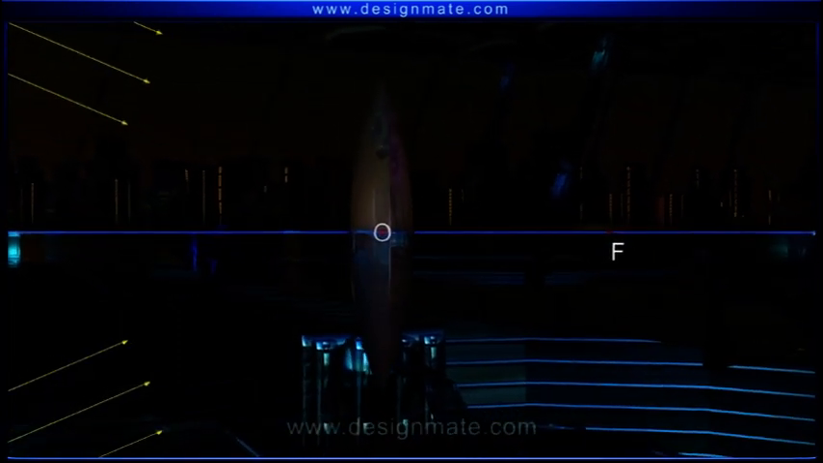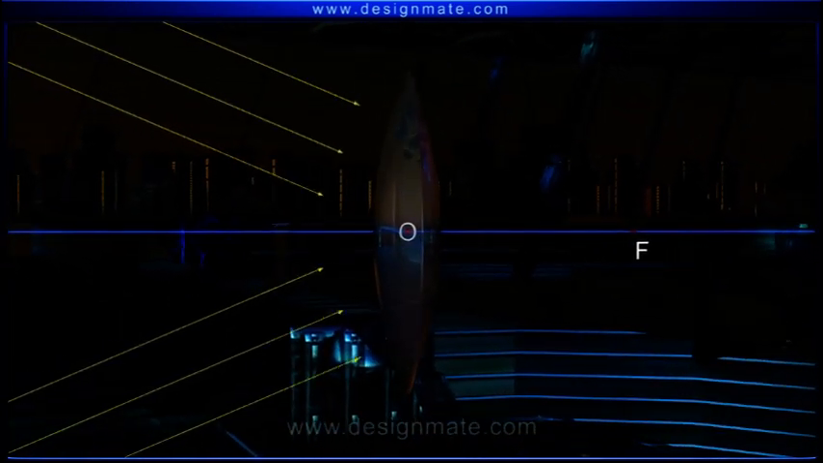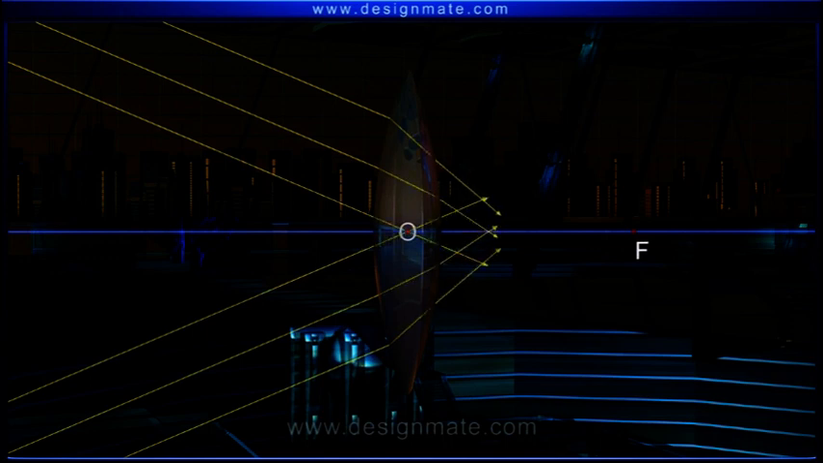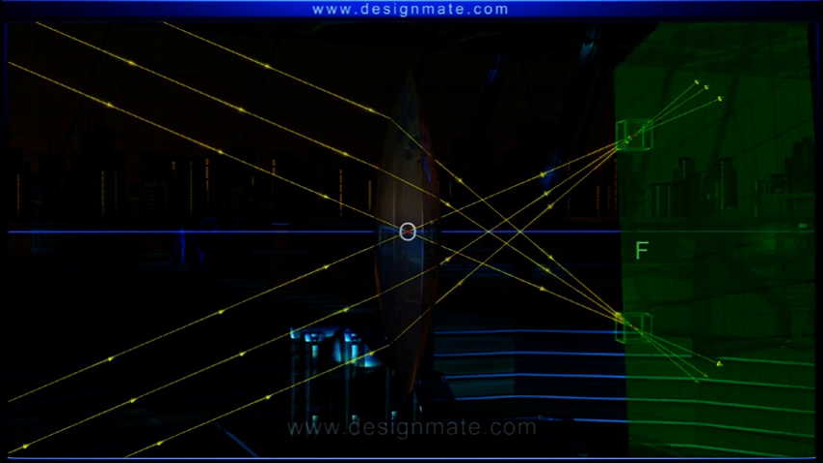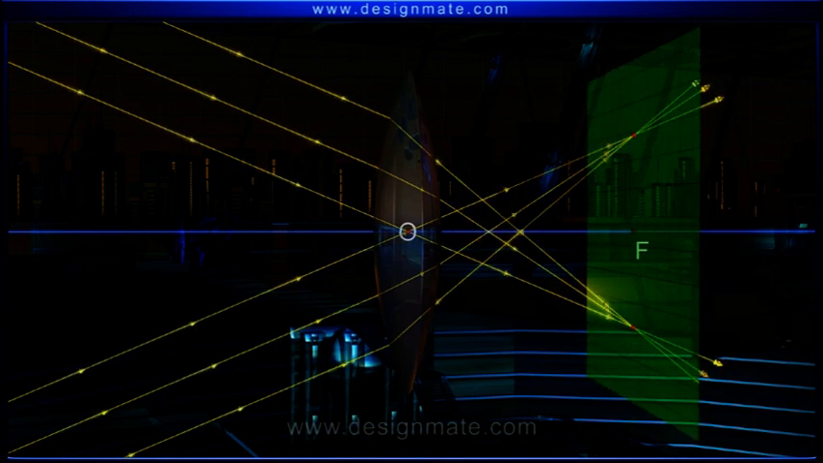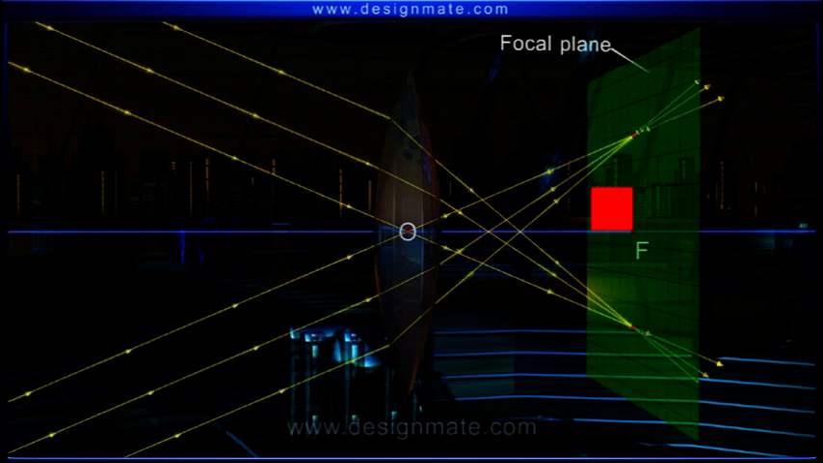Let us see what happens if the parallel beams incident on the lens are inclined to the principal axis. After refraction through the convex lens, they converge to certain points in a plane containing the focal point. The plane passing through all such points, perpendicular to the principal axis, is called the focal plane of the lens.